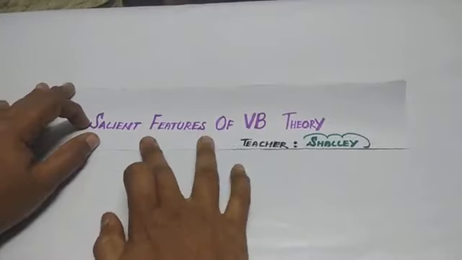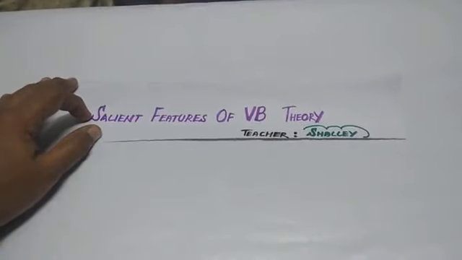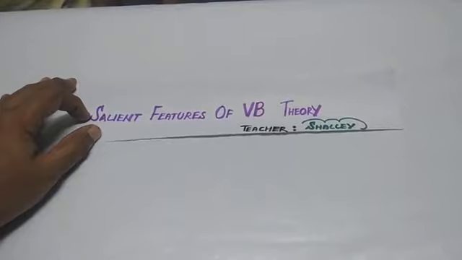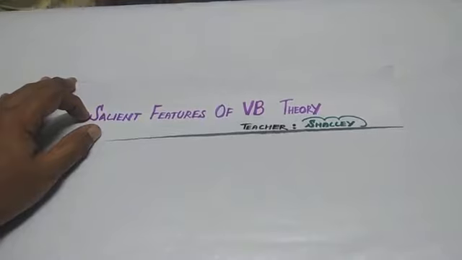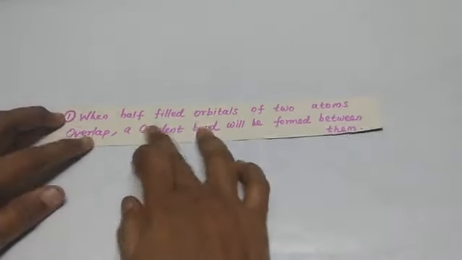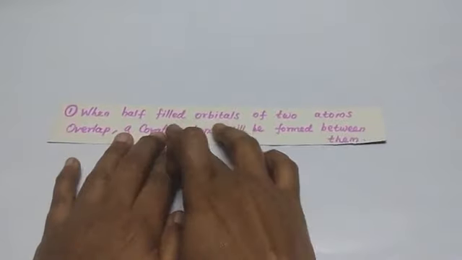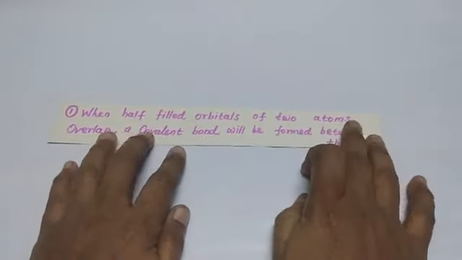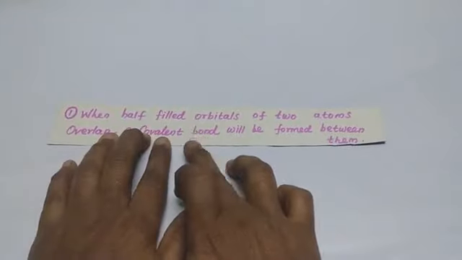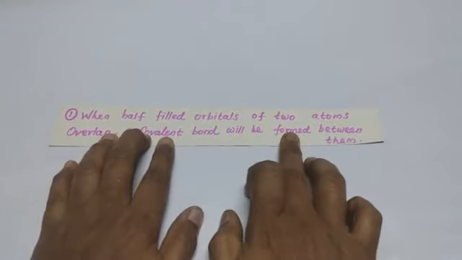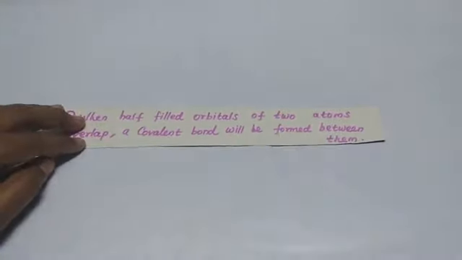Hello students, in this video we are going to discuss the salient features of valence bond theory. The first feature of valence bond theory is: when half-filled orbitals of two atoms overlap, what bond will be formed, students? A covalent bond will be formed between them. Now let us see with one example.